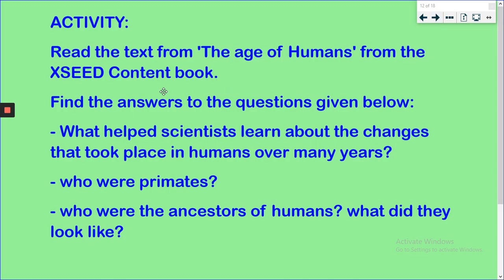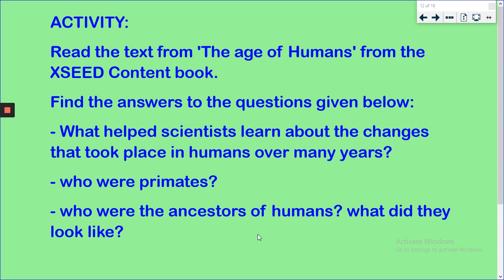Now, I read the text from the Age of Humans from the XSEED Content book. Okay, and then when you read, you have to find the answer to the questions given below. Like, what helps scientists learn about the changes that took place in humans over many years? Okay, find out this answer, and who were primates? Who were the ancestors of humans? What did they look like?